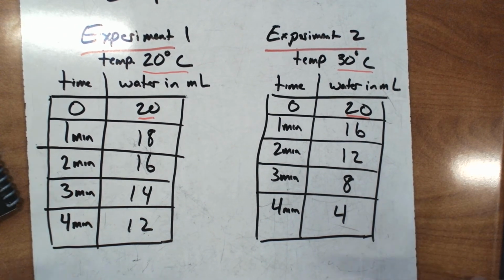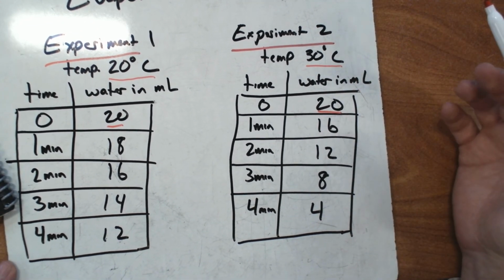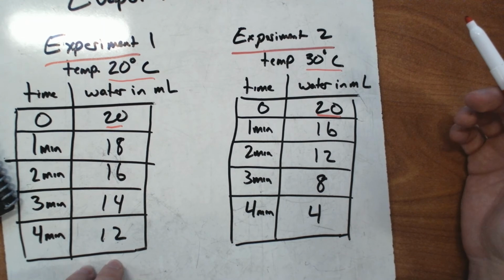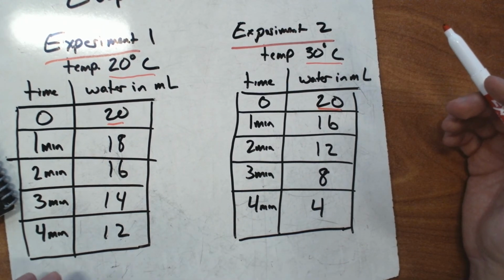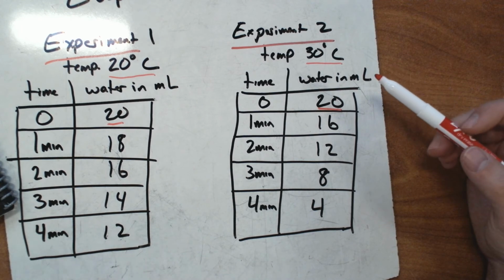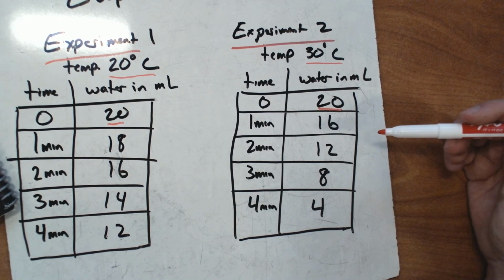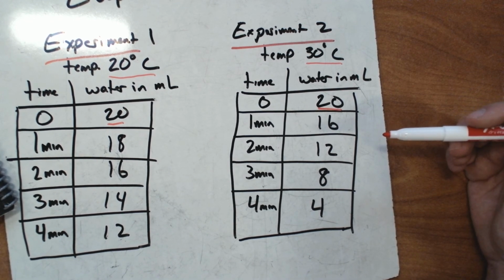So if I was to say do this experiment again, but this time at 40 degrees Celsius, based on the data that I see here, I should be able to say I'm expecting an even greater rate of evaporation, maybe 5 or 6 milliliters per minute. So that would be kind of interpreting the trends. That's a hypotheticals type question.